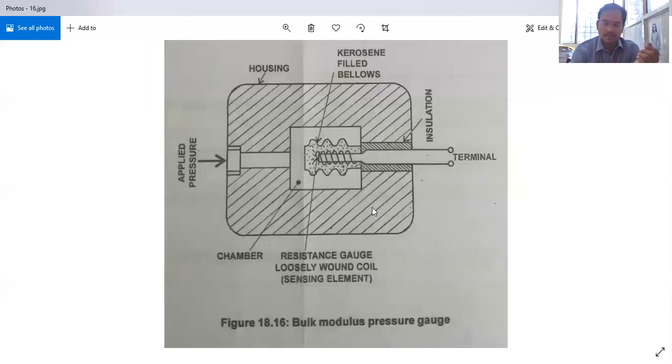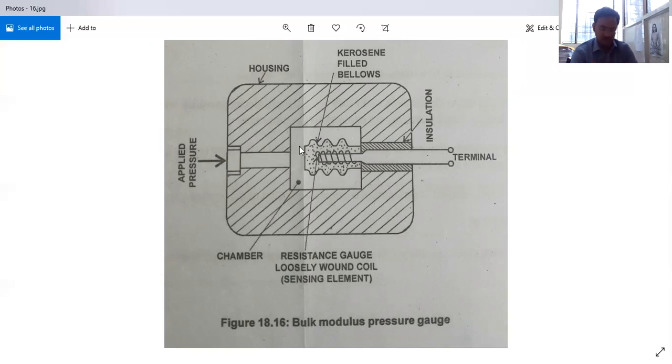Coming to the last type of pressure gauge, that is the bulk modulus pressure gauge. It is used to determine high pressures. Coming to the basic principle here: the greater the pressure, the greater the density, and the change in resistance is also different. Through the current carrying coil, you will find the change in temperature, and when the temperature changes, the resistance will also change.